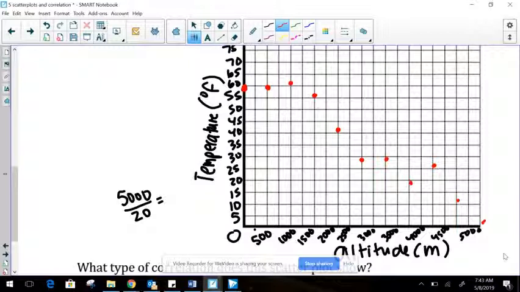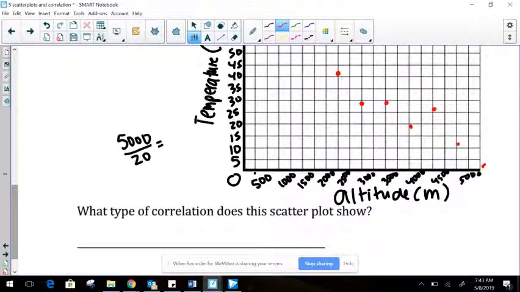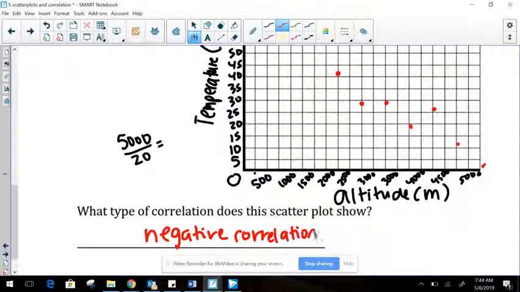Please forgive me. Okay, so if we look at this in general, what kind of correlation is it? As altitude is increasing, the temperature is decreasing. Okay, so that would be a negative correlation. All right, and that's it. So you're going to be making one scatter plot today and then labeling some of the positive negative correlation examples.